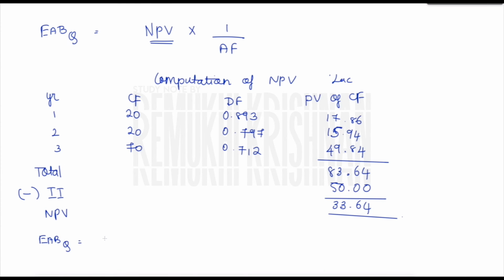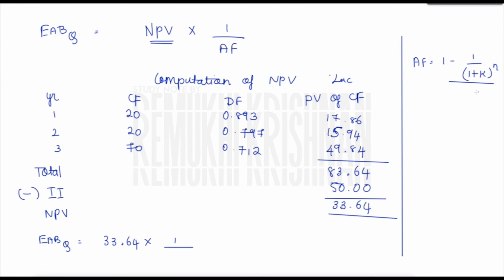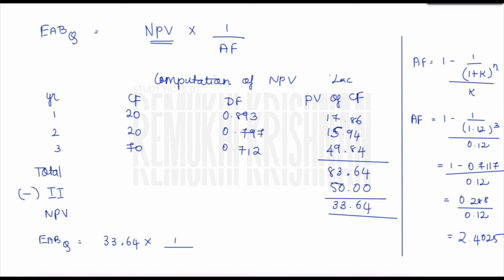Now my equivalent annual benefit for project Q is 33 lakh 64,000 into 1 divided by annuity factor. Let us find the annuity factor here. Simply substitute the values in this formula. Here n is 3, right? So my annuity factor comes to 2.4025, and by taking the reciprocal, the final answer is rupees 14.00208. When I convert it to lakhs, it is 14 lakh 208, guys.